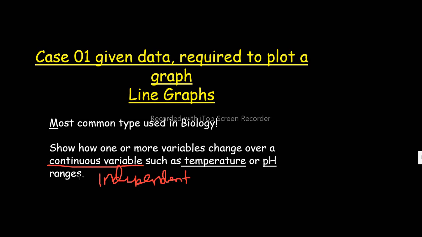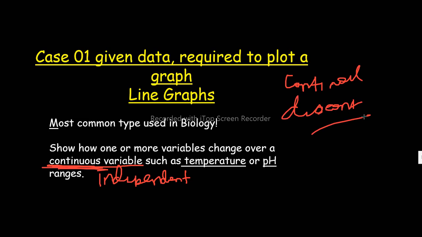Okay? The keyword here is continuous. So this therefore gives us the continuous data and the discontinuous data. Now, for the discontinuous data, here we use a line graph. Now, what do we mean by discontinuous?